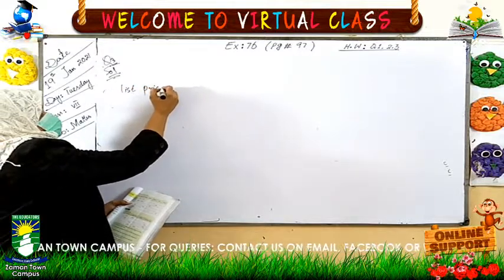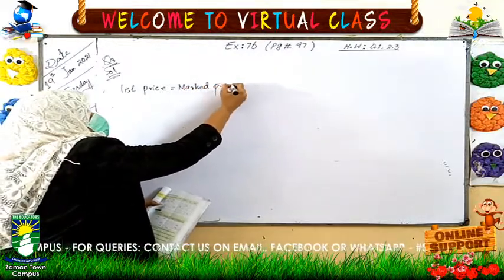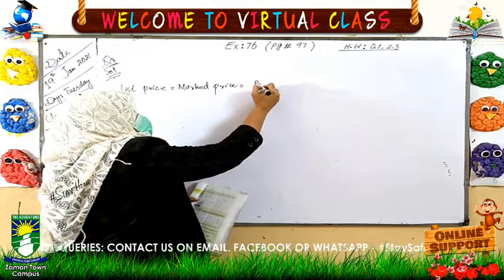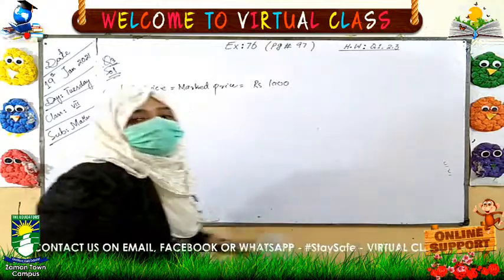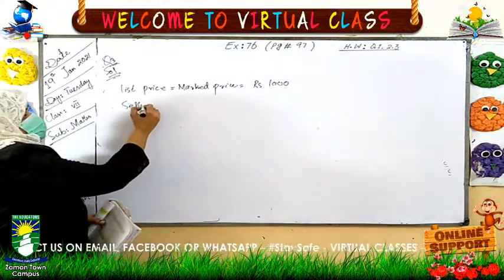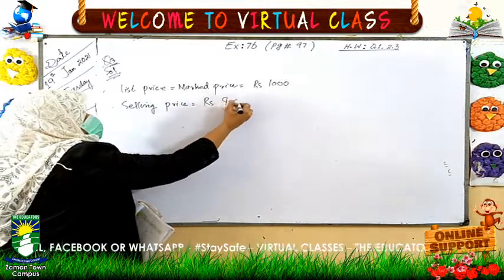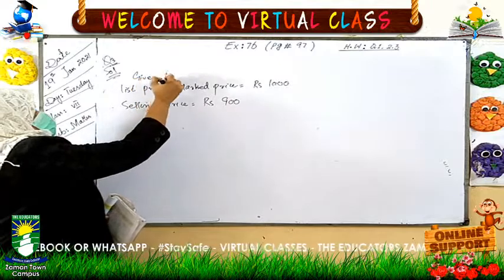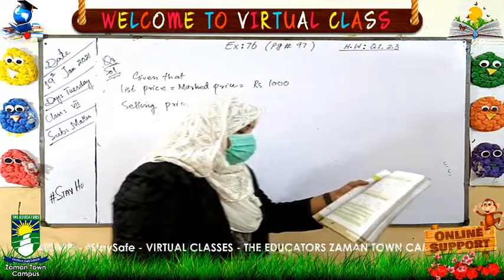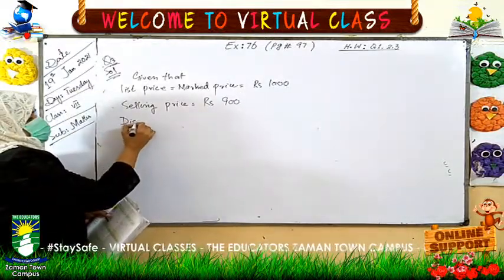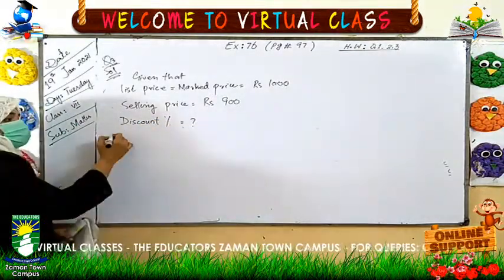List price, which is actually the mark price of the cycle, is rupees 1000. Again, they are telling you it is sold for rupees 900. Selling price. Now what are they asking about? Find the discount percentage. Get it? First we will find the discount.